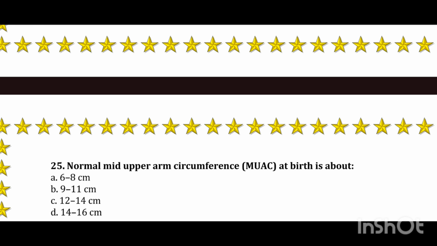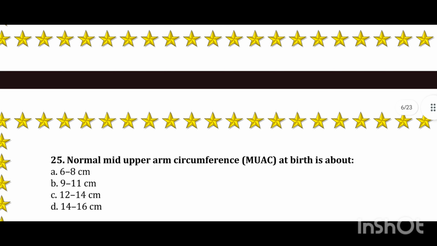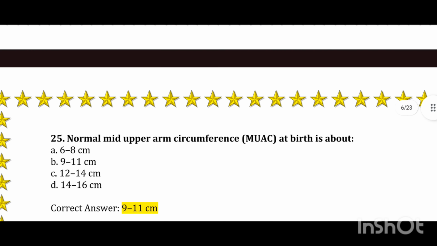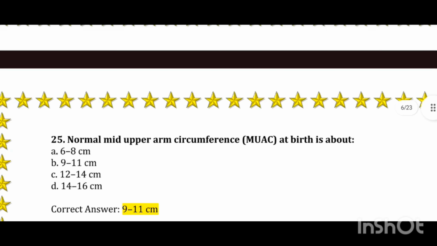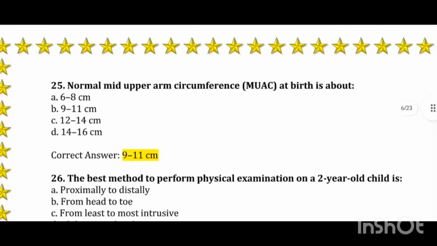Normal mid upper arm circumference, that is MUAC, at birth is about 6 to 8 centimeter, 9 to 11 centimeter, 12 to 14 centimeter, or 14 to 16 centimeter, are the options. So the correct answer for this question is option B, that is 9 to 11 centimeter, that is the MUAC at birth.